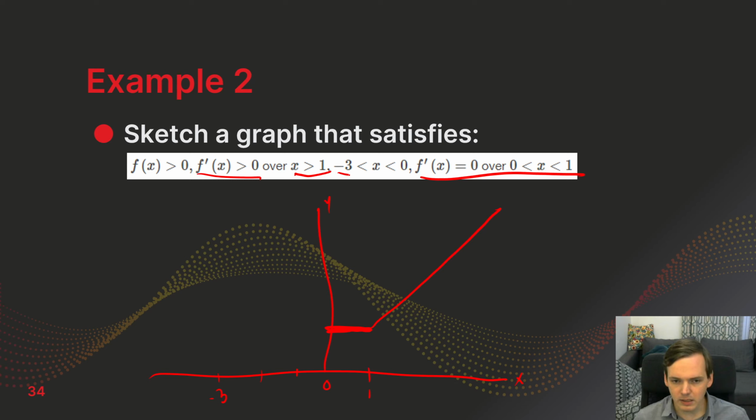And from -3 to 0, we also have it positive. So we should have something like that. If we wanted to continue, we could have that continue if we wanted. They don't specify it, but the things to note are the positive slope here, 0 slope, and then positive slope again.